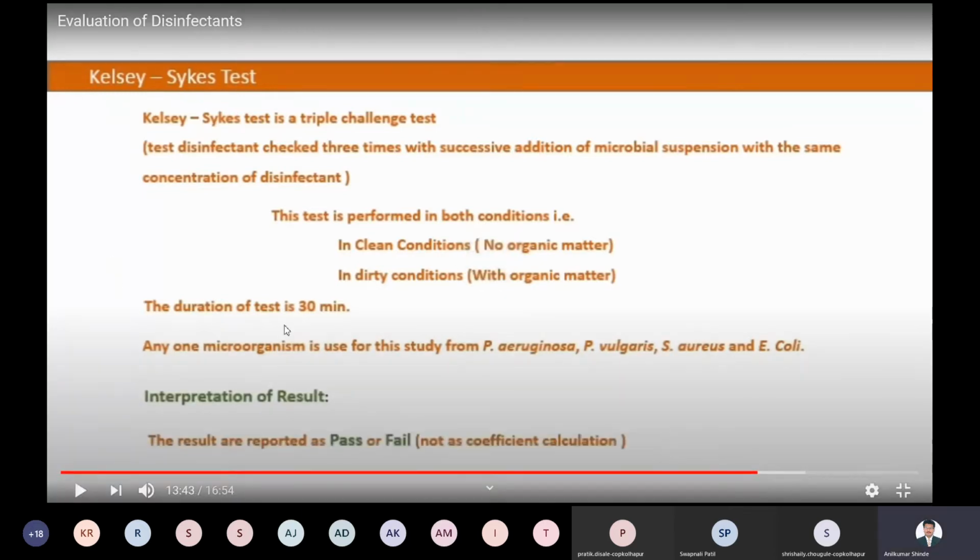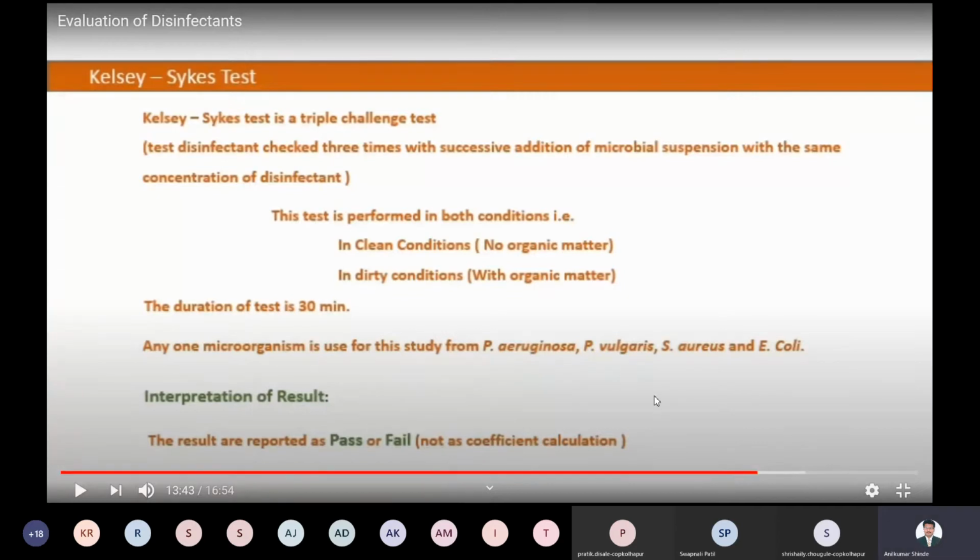The duration of the test is 30 minutes. One organism is used for the study; these are the organisms: P. aeruginosa, Proteus vulgaris, Staphylococcus aureus, and E. coli. These are the organisms, and from them we can use one organism. The results are reported as pass or fail.